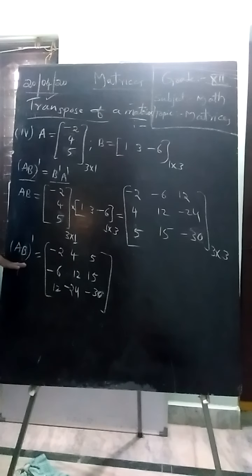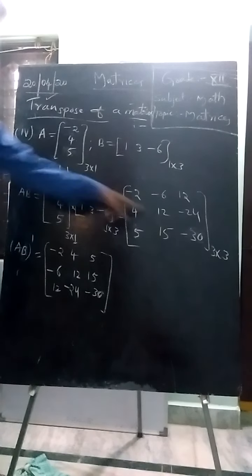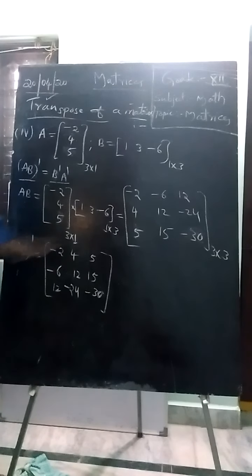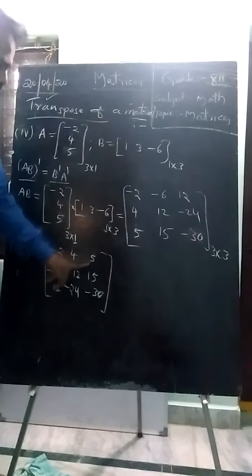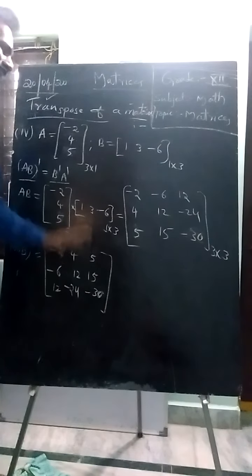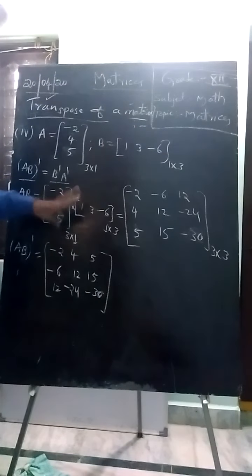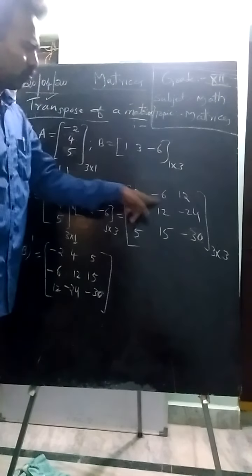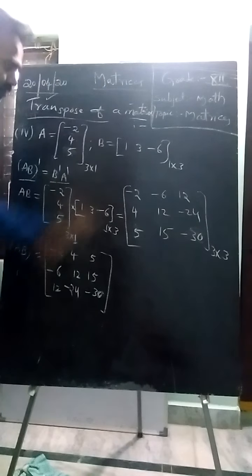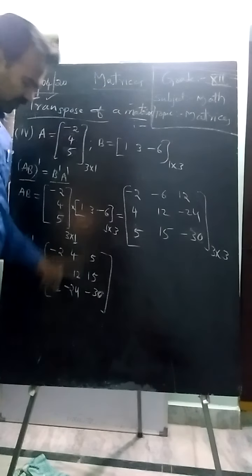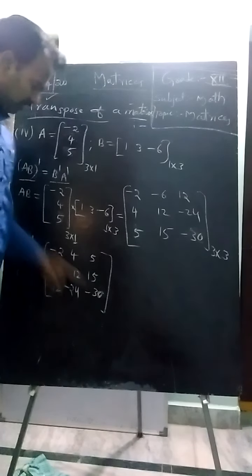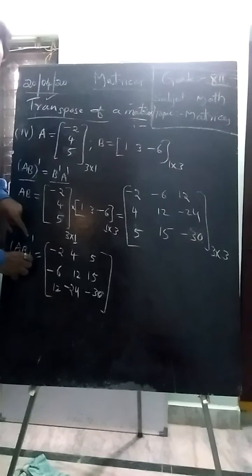Again, AB whole transpose, I mean transpose of AB matrix. AB we have here, write its transpose. That is minus 2, 4, 5 as the first row. Column becomes row, or else row becomes column, that is up to you. The row minus 2, minus 6, 12 becomes a column. The second row becomes the second column, the third row becomes the third column. So we have the transpose of AB.